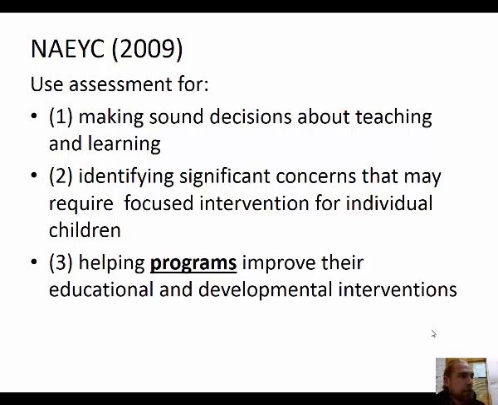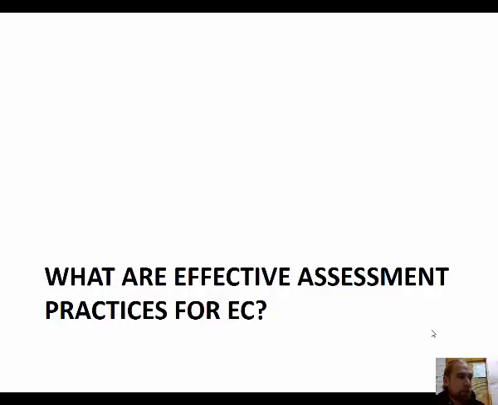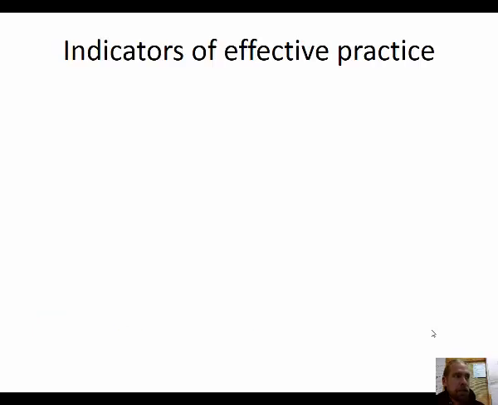Identifying significant concerns that require focused intervention. We talked about that. Early intervention is key. And last, helping programs improve their educational and developmental interventions. So in general, getting broad overviews of where children are today is also very important for assessment. Last but not least, and I take some of these from Wortham, but I also intermix some NAEYC as well. So there are some indicators of effective practice for early childhood educators.